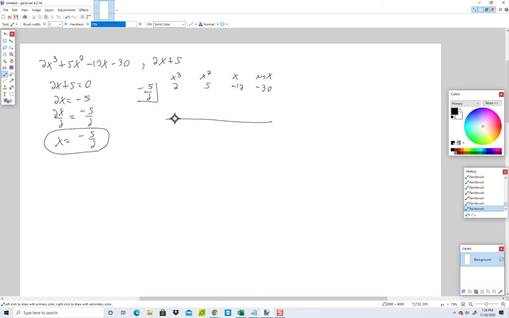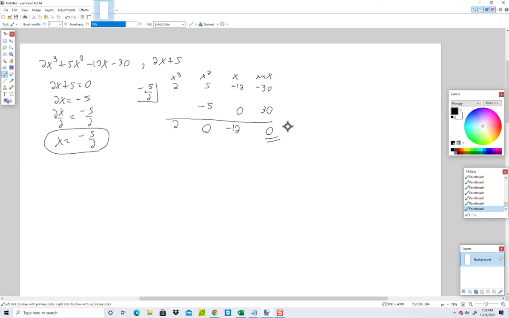So I'll add 2 plus nothing is 2. Then you multiply. Always multiply the number up in the box by the number you put down here. Negative 5/2 times 2 gives us negative 5. Add 5 plus negative 5 is 0. Multiply the number in the box by the number you put down there. Negative 5/2 times 0 is 0. Add negative 12 and 0 is negative 12. Multiply negative 5/2 times negative 12 is 30. And then add negative 30 plus 30 gives us 0.